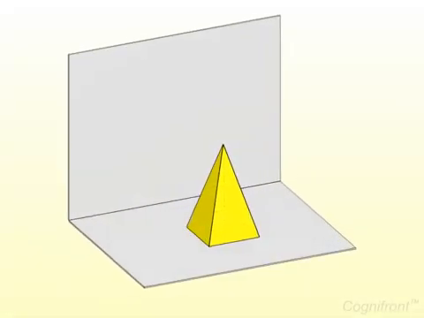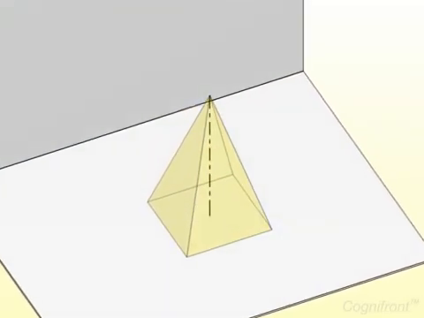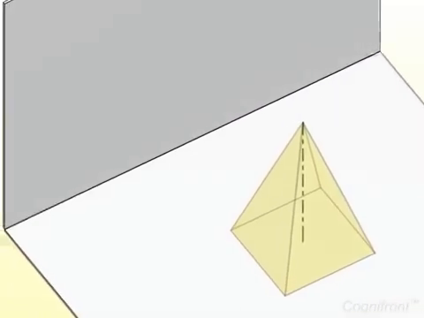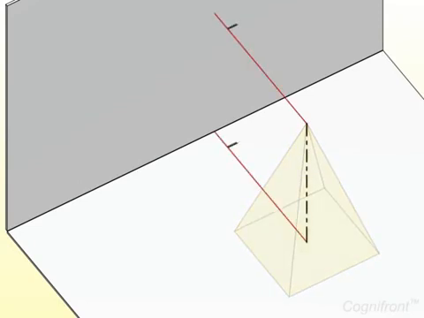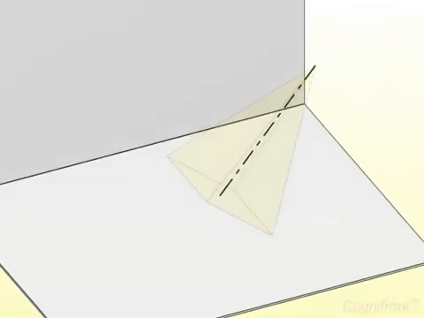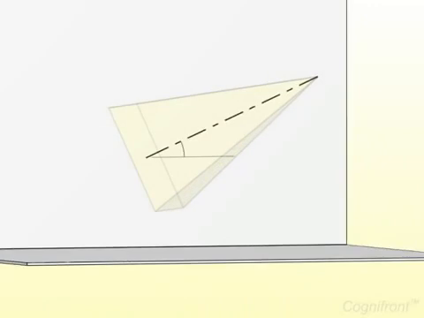Now we'll see how the solids are projected with reference to the orientation of their axis. Different possibilities of the orientation of the axis include being perpendicular to one of the reference planes and inclined to the other, or being parallel or inclined to both the reference planes.